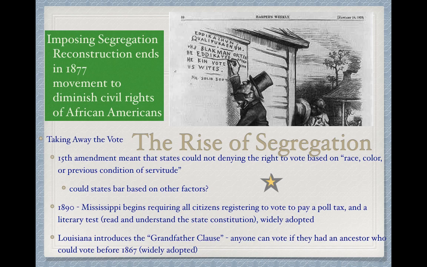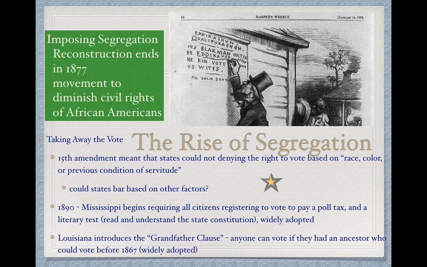But Southern states start to think, can I deny the right to vote based on other factors? So in 1890, states like Mississippi start to require citizens registering to vote to pay a poll tax. So I have to pay to vote. Now, if I am a newly freed slave, I have very little money, right? So maybe I can't afford the poll tax.